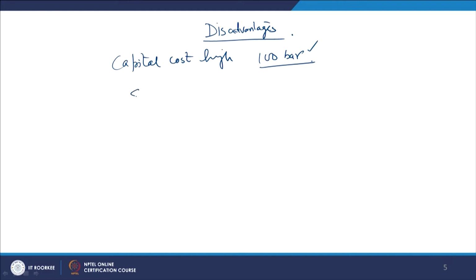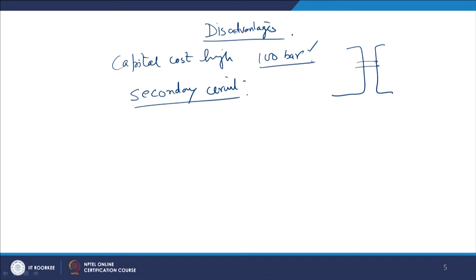Now, it is using a secondary circuit. This is the primary circuit, there is a secondary circuit. So, for effective heat transfer, there has to be a temperature difference of at least 10 degrees centigrade. More temperature difference is better, but it has to be at least approximately 10 degrees centigrade. So, definitely this affects the efficiency of the cycle, and that efficiency is comparatively low.